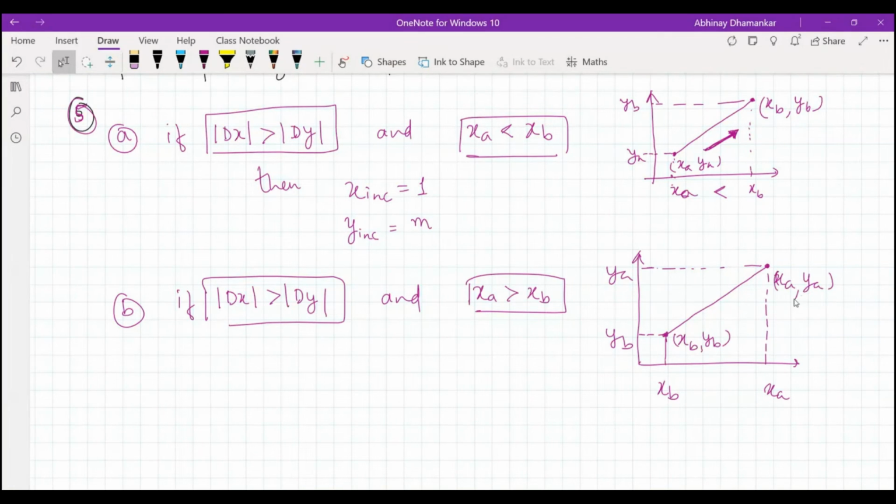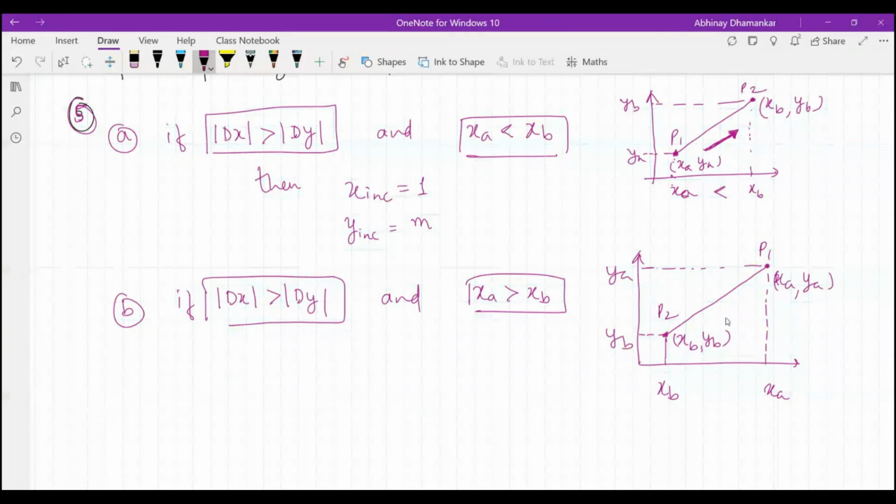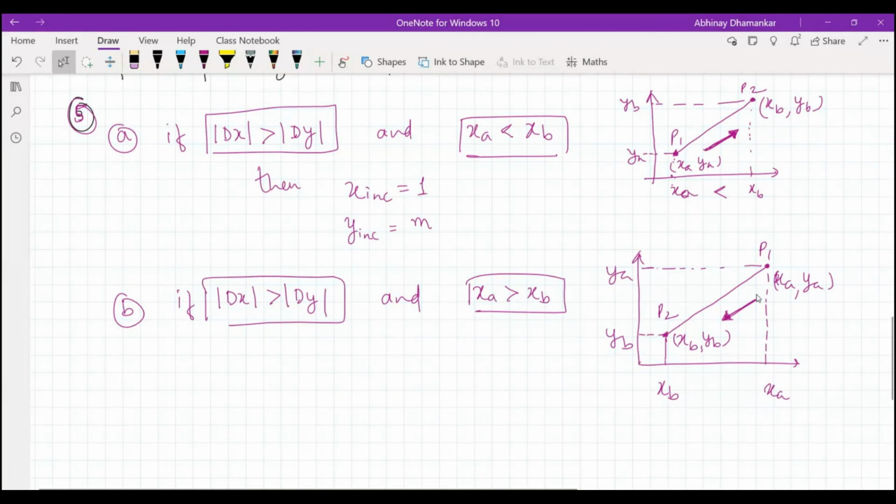Now observe the difference between these two images. Okay, point number one, point number two. मैं इसे P1 कहूंगा, P2 कहूंगा. But here somebody can give this one as P1, this as P2. So certainly your line is not drawing from bottom to up. Instead, they are drawing from up to bottom. So this is the diagram, and this is the arrow to be drawn.